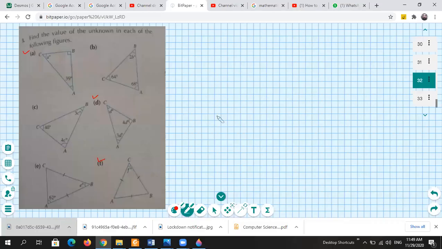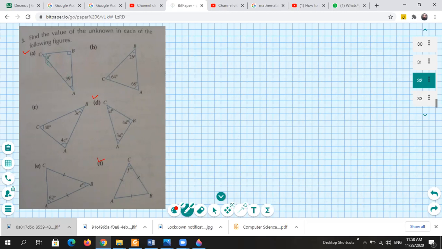All right. So this is question number 3. The statement is: find the value of the unknown in each of the following figures. We have been given some figures in part A to part F, and we have to find the unknown angle in each figure. So I'm going to try part A first.